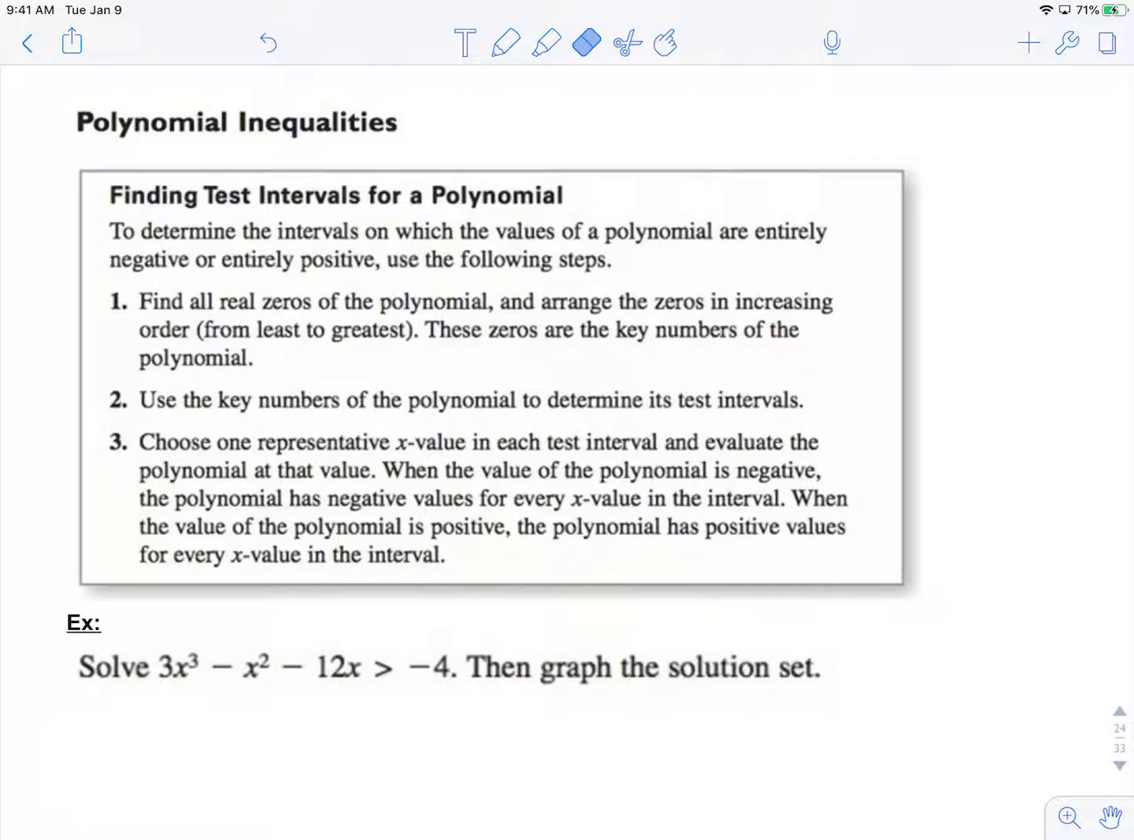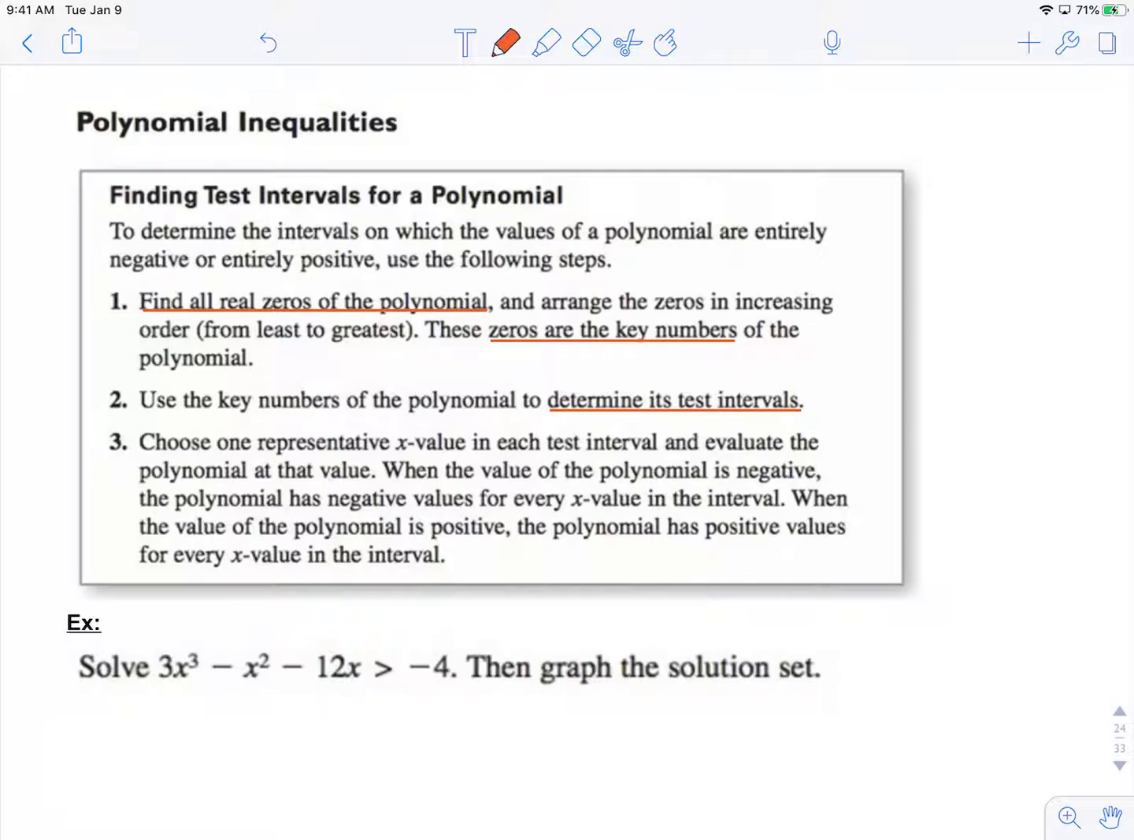In order to solve polynomial inequalities, we will have to find test intervals for the given polynomial. To determine the intervals on which the values of a polynomial are entirely negative or entirely positive, we use the following steps. First, we will find all real zeros of the polynomial and arrange those in increasing order. These zeros are known as the key numbers of the polynomial. Then we use those key numbers to determine its test intervals.